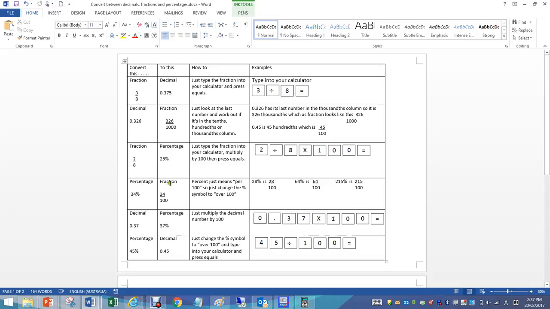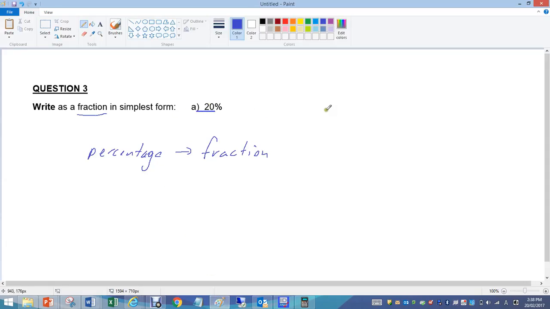To go from a percentage to a fraction, percent just means per 100, so just change the percent symbol to over 100. Oh, that's easy then. So 34% means 34 over 100. So 20% just means 20 over 100. There we go. That's it.